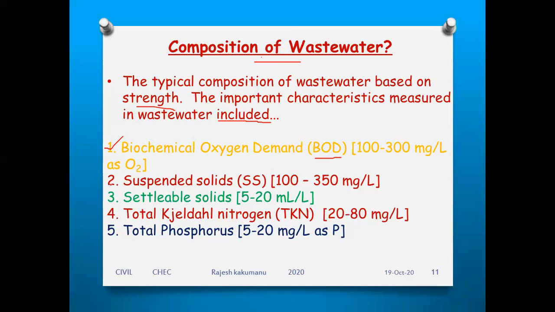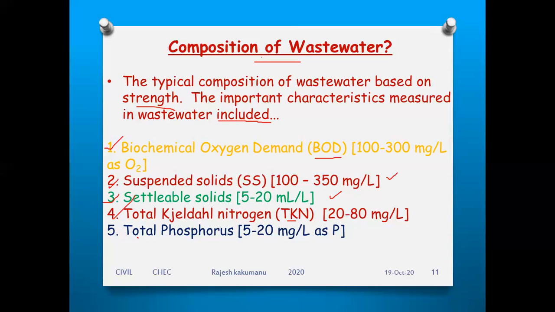Next, the second one, suspended solids, that is SS. It should be 100 to 350 mg per liter, in between this range. Third one, the settleable solids, where we require 5 to 20 ml per liter. Next, total Kjeldahl nitrogen, that is TKN, which is 20 to 80 mg per liter.